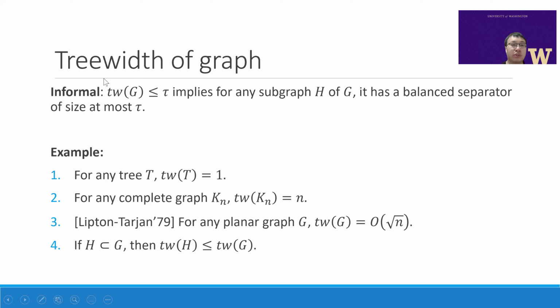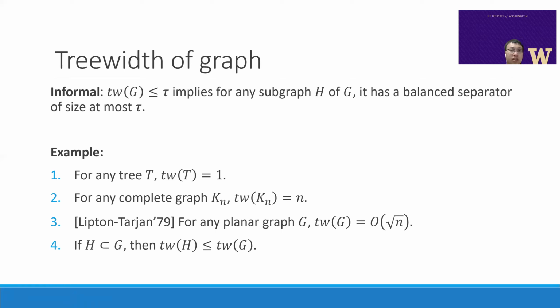Now let's see what treewidth is. Informally, we say a graph has treewidth bounded by tau if for any subgraph of graph G, the subgraph has a balanced separator of size at most tau. Here are some examples. For any tree, the treewidth is 1, and for any complete graph Kn, the treewidth is n. And Lipton and Tarjan showed in the 1970s that any planar graph has treewidth at most square root n. And intuitively, for any subgraph of G, the treewidth of the subgraph is no more than the treewidth of the original graph.